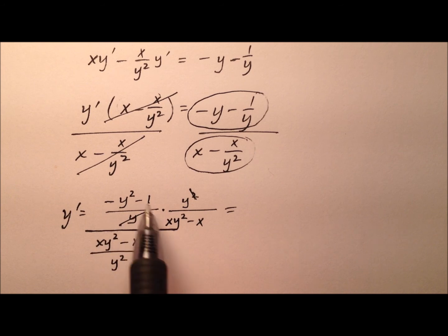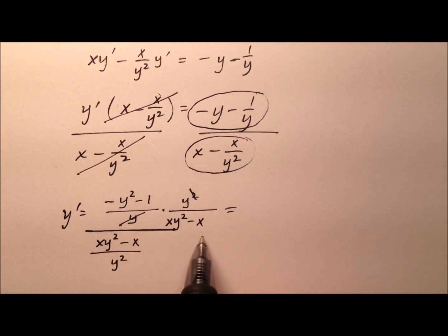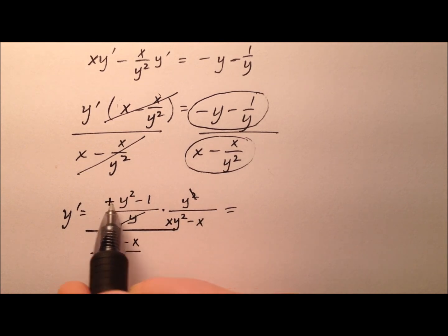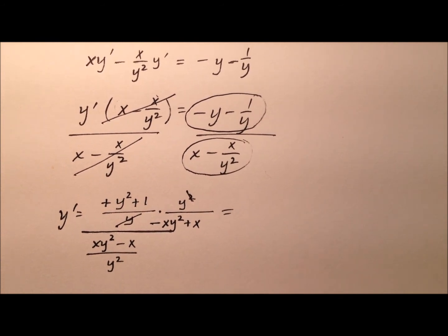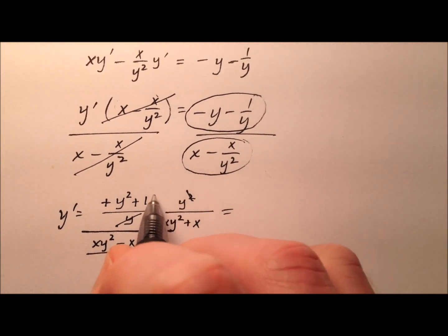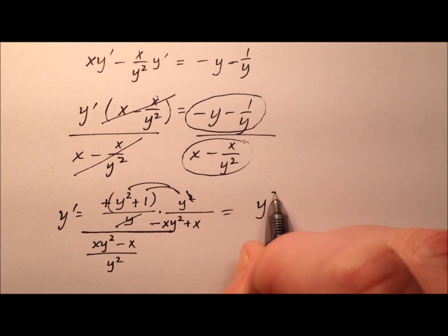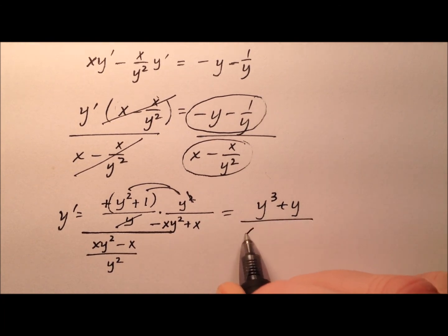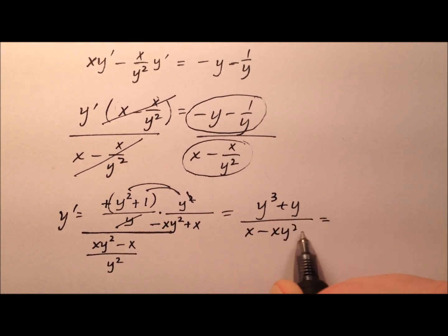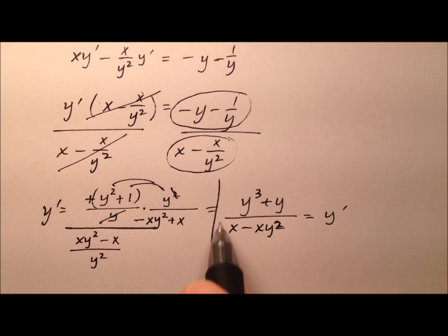Also, I notice I have a lot of negatives here, so let's go ahead and factor a negative out of here, factor a negative out of here, and then cancel those negatives. So this will end up being plus, plus, minus, plus. And we can just switch all the signs like that. So when I multiply this y through here, I'll end up with y cubed plus y over, and then I have x minus xy squared, and that will equal my y prime, or my dy dx.